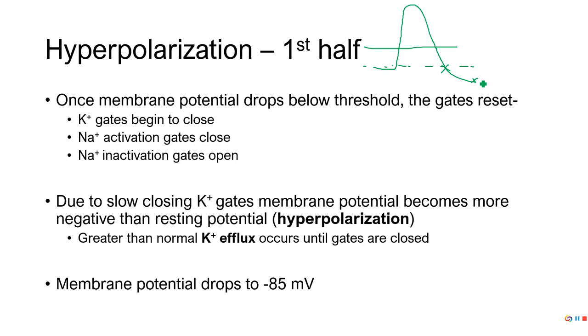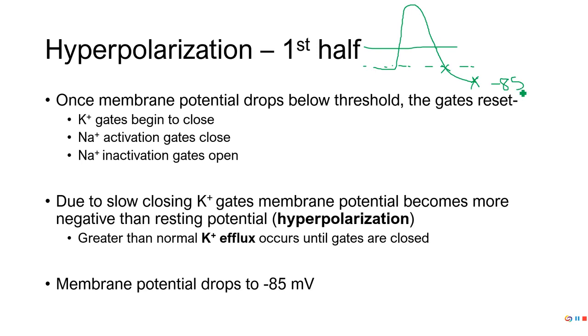When we get down to resting potential, everything resets like it was at rest. So the inactivation gate is open, the activation gate is closed, and the potassium gates close, or at least they start to close. Remember, they're slow. So as that potassium door is closing, potassium is still able to leave, until it's fully closed. That potassium gate isn't fully closed until we get to about negative 85. And so from negative 70 to negative 85, we're becoming more, or hyper, polarized, more negative than normal.